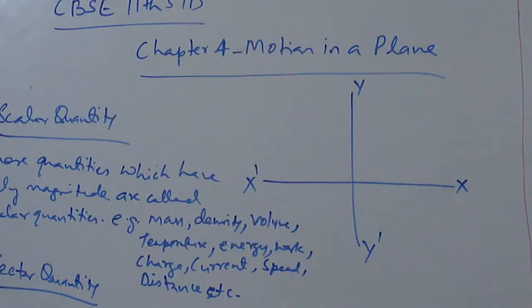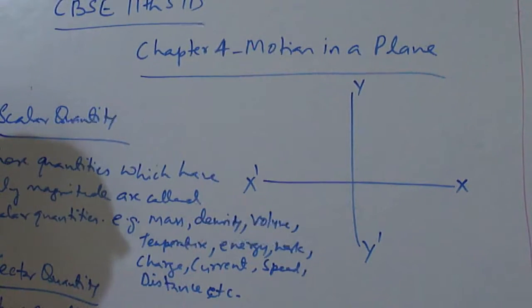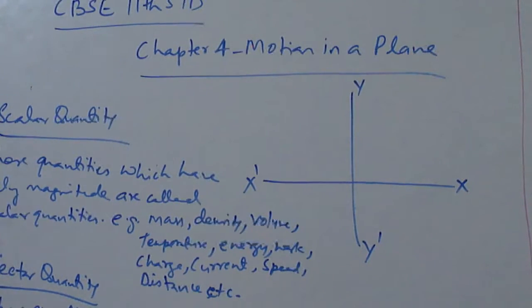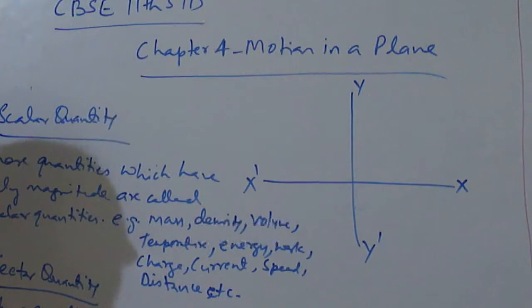Correct? Okay. Now vector quantity: those quantities which have magnitude and direction both. 100% in the examination it will come as: differentiate between a vector quantity and a scalar quantity. Okay. So those quantities which have magnitude as well as direction are called vector quantities.